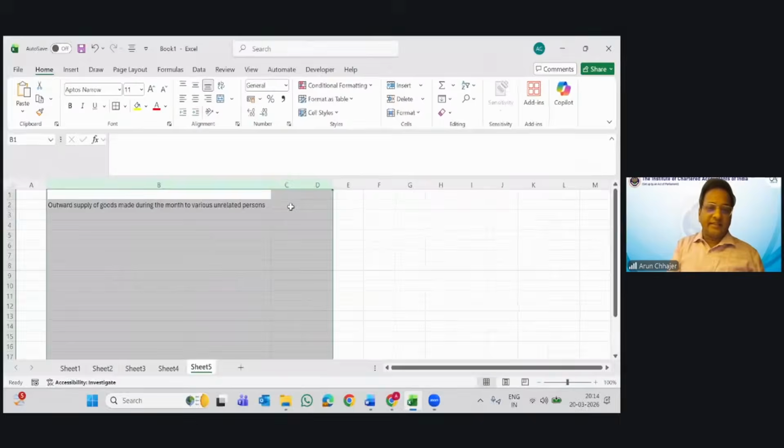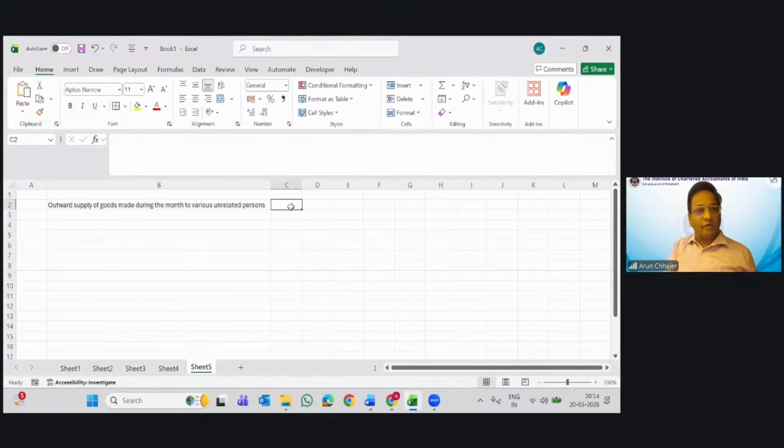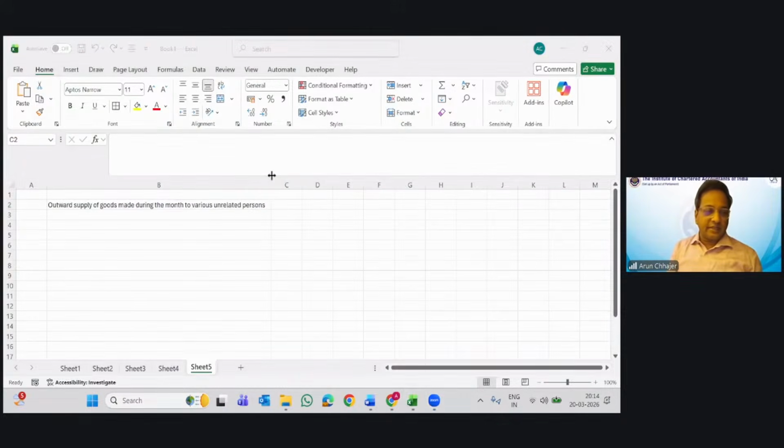So I am saying that what will be the value? The value would be the market value, or the open market value, or the transaction value. Because it is an unrelated customer, so I can say the value.